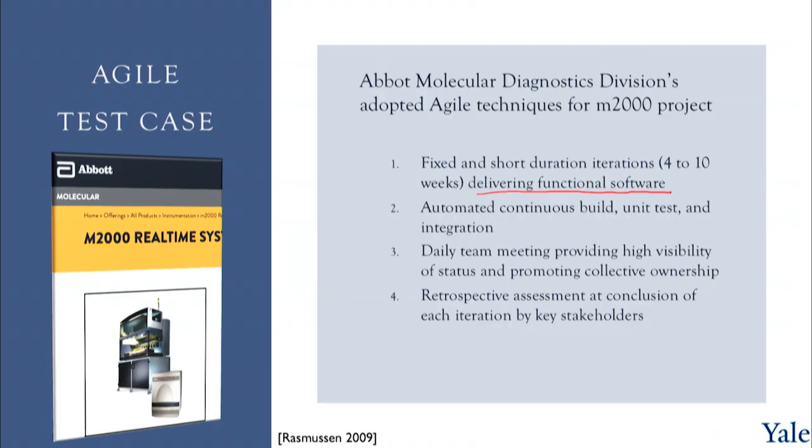They had daily team meetings. These are often short. This could only be 15 minutes. They had high visibility of status and promoting collective ownership. And again, Agile is often as much a social process as it is a software process. And they did retrospective assessment at the conclusion of each iteration by key stakeholders.